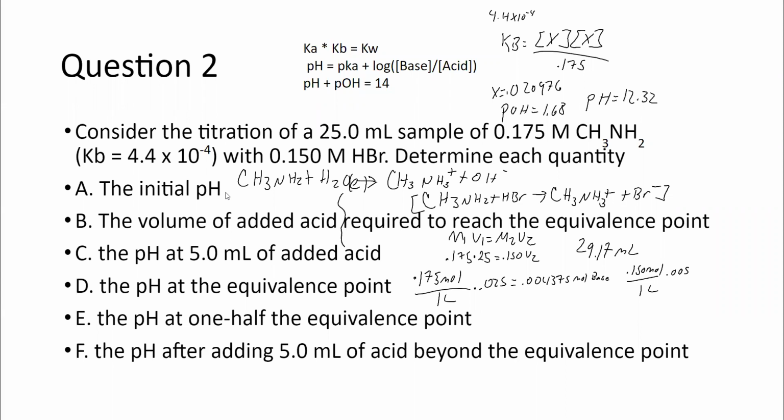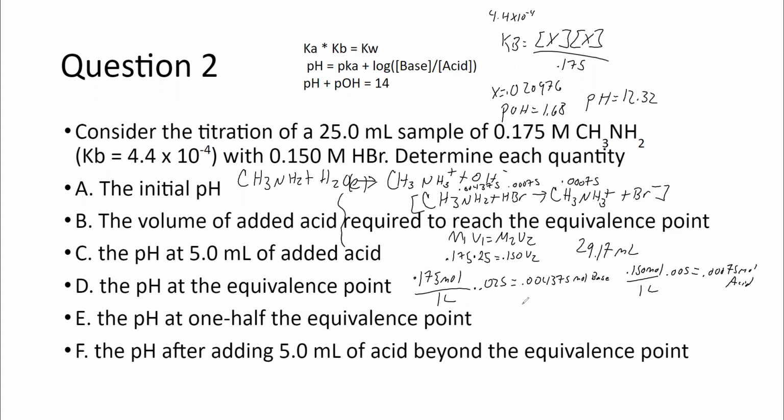Do that calculation. I added 0.00075 moles acid. All right, so going back to my equation, I started here with 0.004375. I added 0.00075. These react completely. So that means I just made 0.00075 of my conjugate acid here, right? CH3NH2 plus HBr makes my conjugate acid.